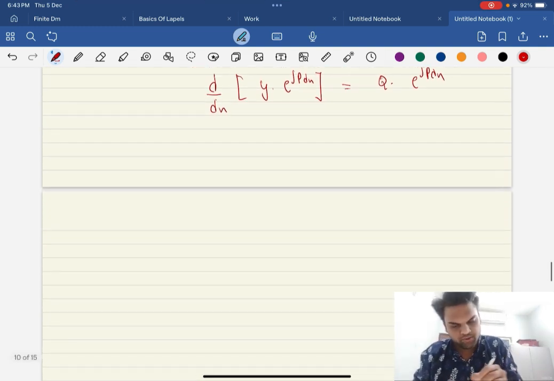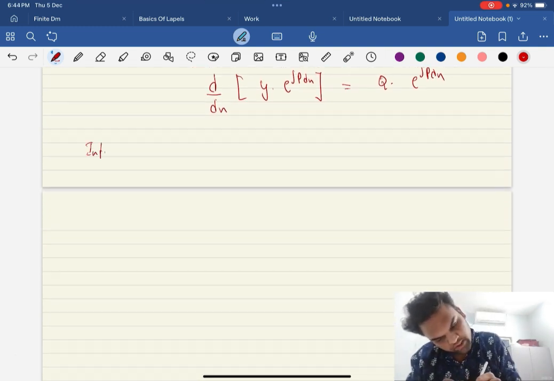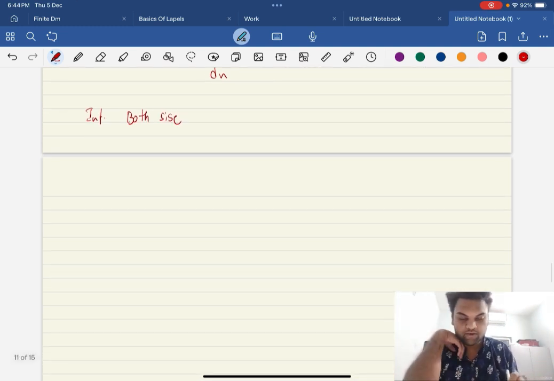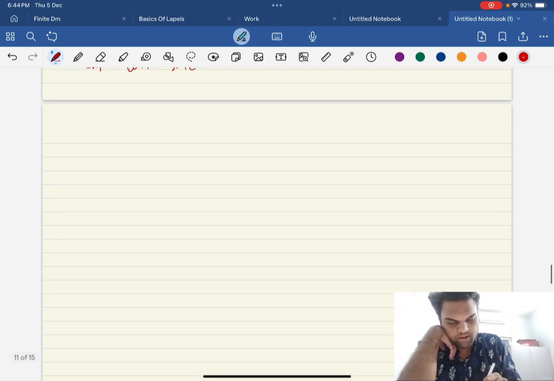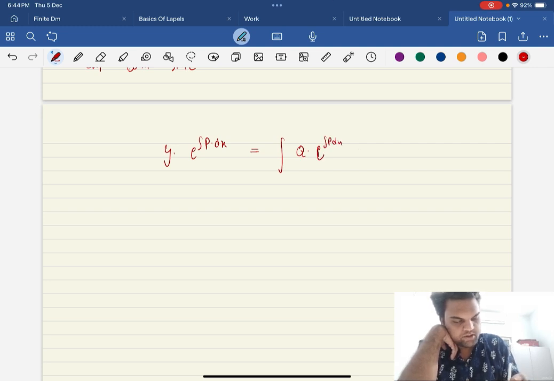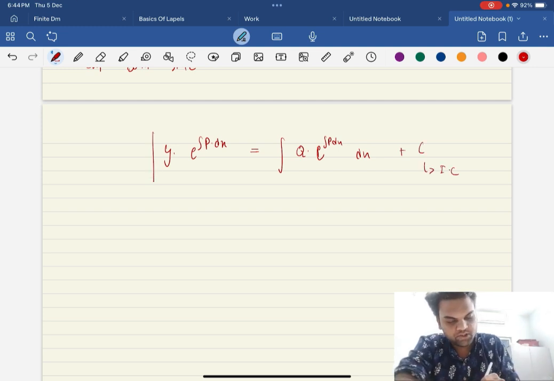If we integrate both sides, we will get y times e to the power integral of p dx equals the integral of q times e to the power integral of p dx, dx, plus c, which is an integrating constant. So this is the required important formula for this equation.